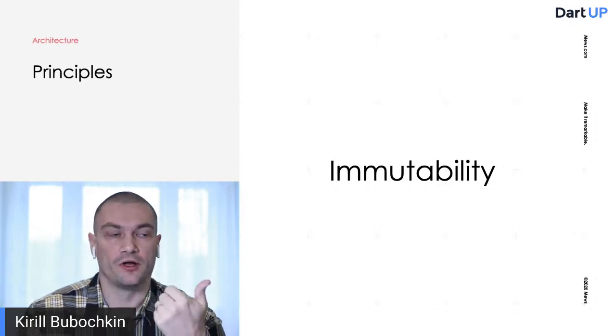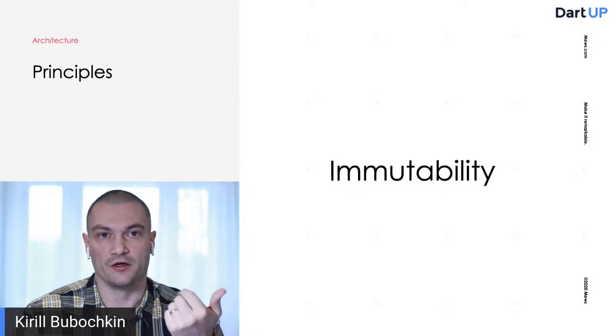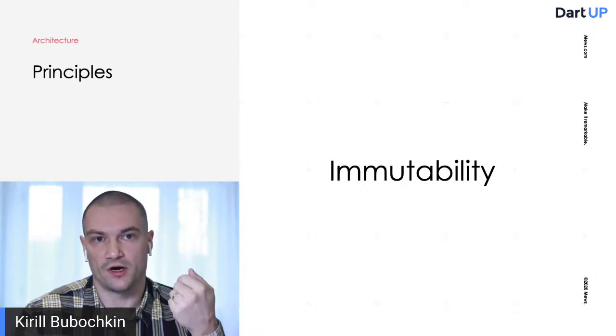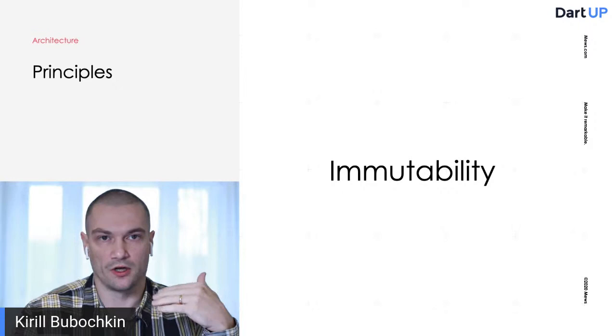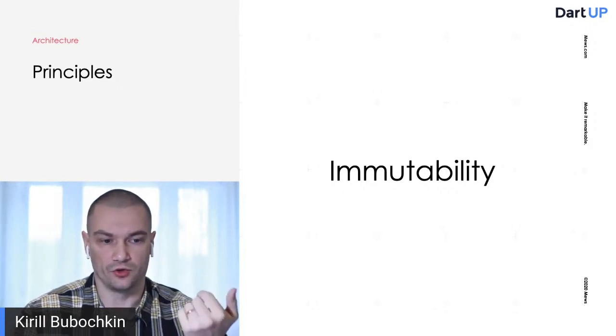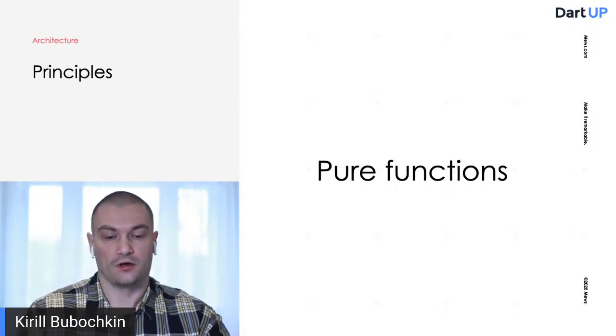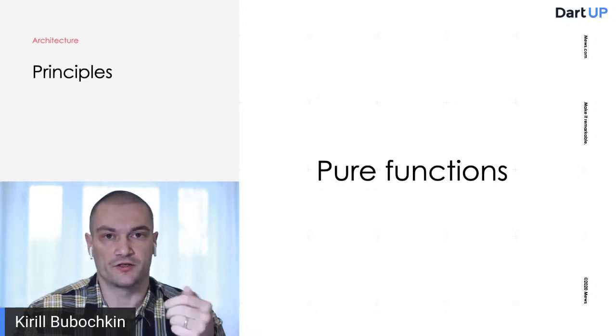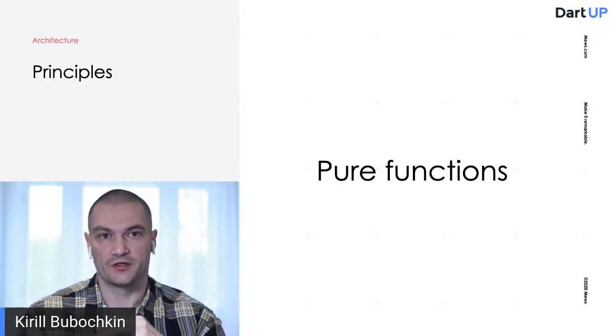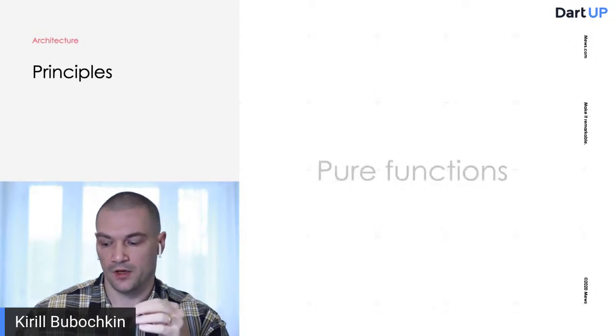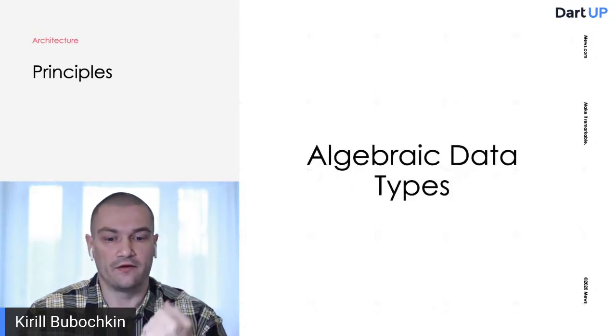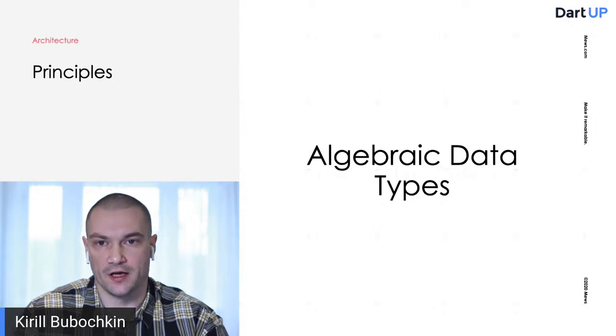So first of all, it's immutability, which means for us that all our models, all our states and events are immutable. Next, pure functions, which again means that at least our business logic functions are free from side effects as much as possible. And it's heavy use of algebraic data types.